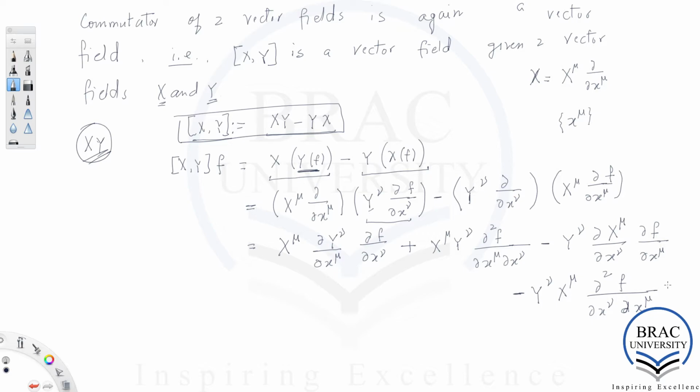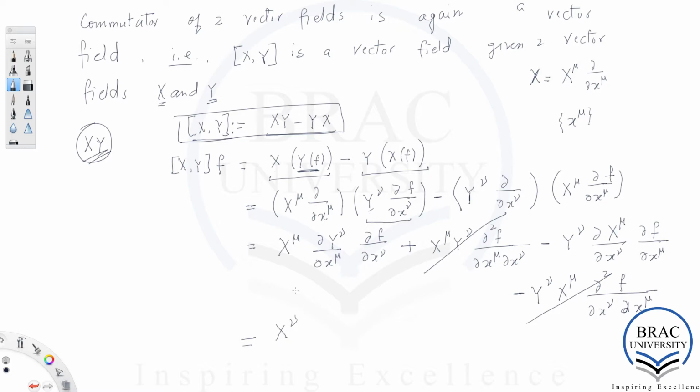Now we know that using our basic knowledge of multivariable calculus, they cancel each other, right? This cancels against this. And finally, what we have here, the first term can be rewritten by exchanging the indices, right? These are dummy indices, so it doesn't matter if I replace mu with nu and nu with mu, because they are dummy indices. So let us do it.